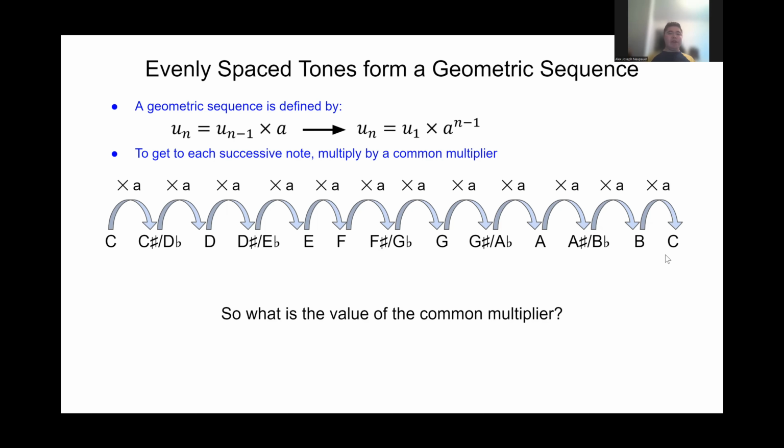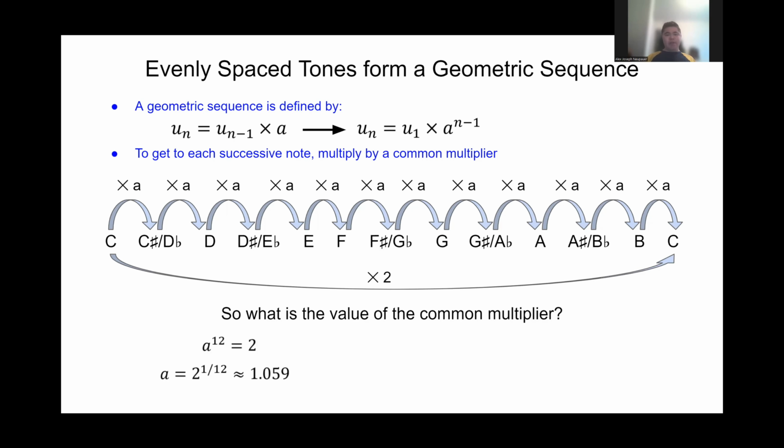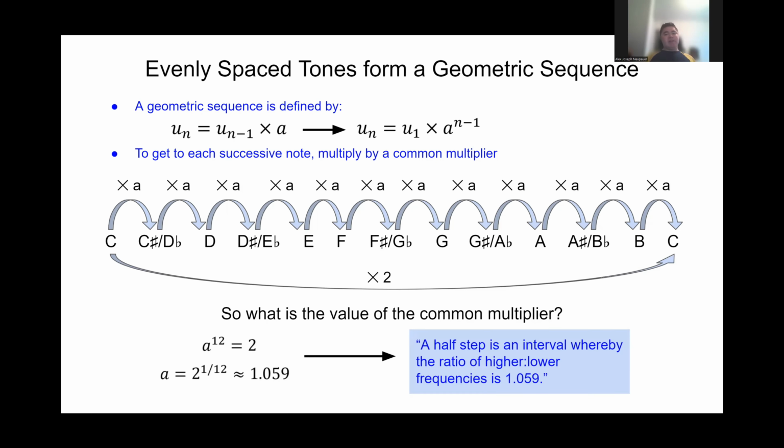What is the value of A? Well, we know that to get from C to the next C, we could also just multiply by 2. Multiplying by 2 must be the same as multiplying by A 12 times. So A to the 12th is equal to 2. And when we solve for A, we get 2 to the 1 over 12, which is about 1.059. Therefore, we can say that a half step is an interval whereby the ratio of higher to lower frequencies is 1.059.